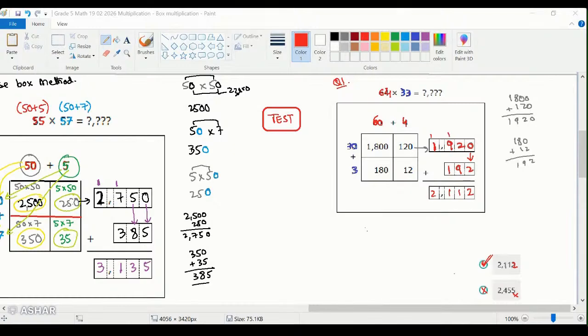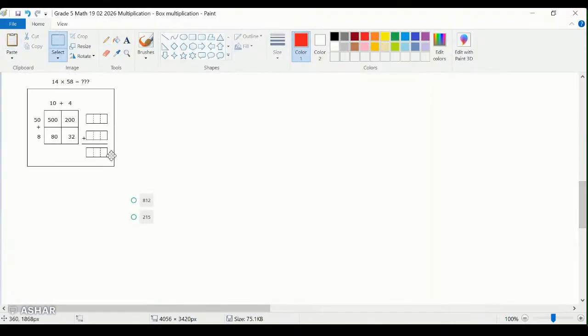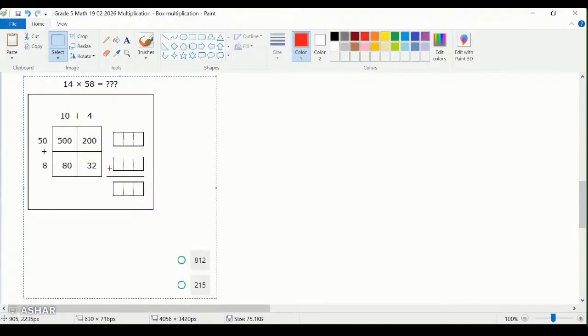Okay. So let's try the next question. In question number 2, they are saying that 14 is multiplied by 58. This is our question number 2 from the test. Use the box method. They've already done the working for us. We just need to pick which option is correct. 500 plus 200 would be 700. 80 plus 32 would be 112.